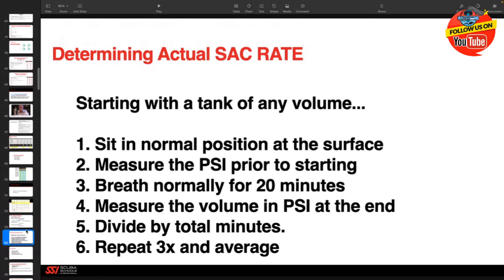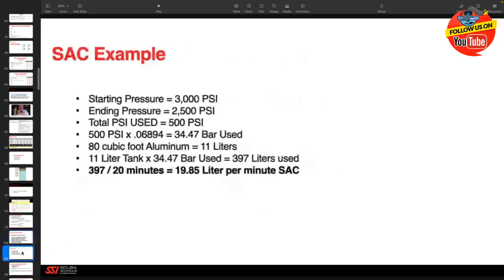The way to do that is, first thing, you get a tank, a regulator, a mask. Sit in a normal position at the surface. My suggestion, you guys have all heard me say this, in your living room, turn Big Bang Theory on, mark down the beginning pressure prior to starting. Put the regulator in your mouth and breathe normally for 20 minutes. Measure the pressure in PSI at the end. Divide by the total minutes and repeat this 3 times. By doing that, you're going to get an accurate sac rate.